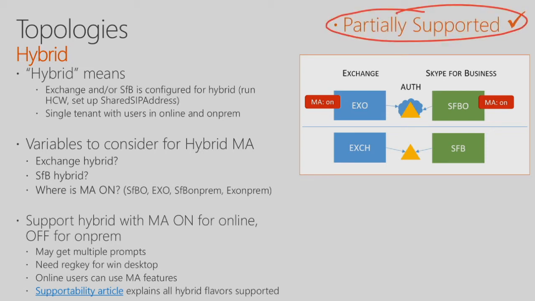So hybrid overall, I consider it partially supported. The reason I say it's partially supported is because I cannot turn on modern auth on the on-prem servers yet, okay? So in my mind, to make this fully supported, I need all 4 of those to have modern auth turned on. And that's one of the things we're working on. I'm going to go through that in a minute. But today, this is what's supported.